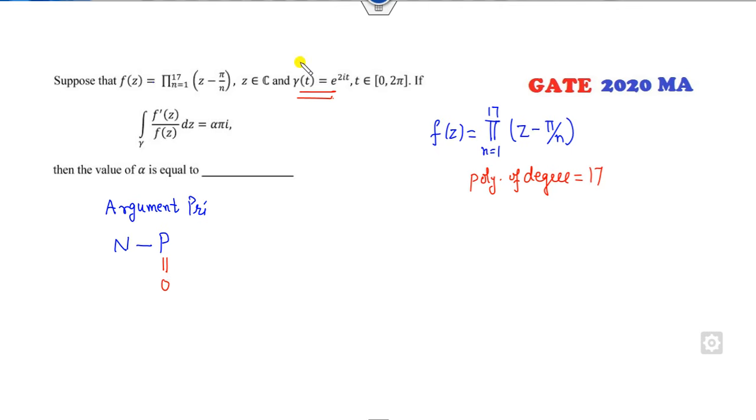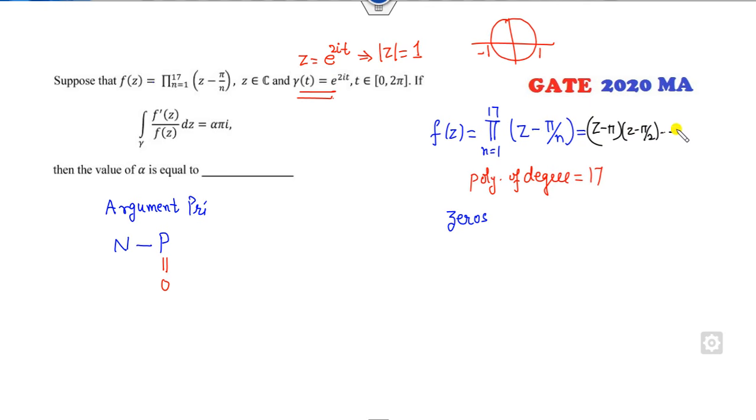What is that? I can take z is e raised to power 2 iota t. That means this is my 1. So I can draw the circle, center 0, radius 1. Now can you find the zeros of this C? So what is that? If I open this, what will happen? It's z minus pi, then z minus pi over 2, and so on. So clearly, what are the zeros? Pi, pi over 2, pi over 3, pi over 4, and so on.